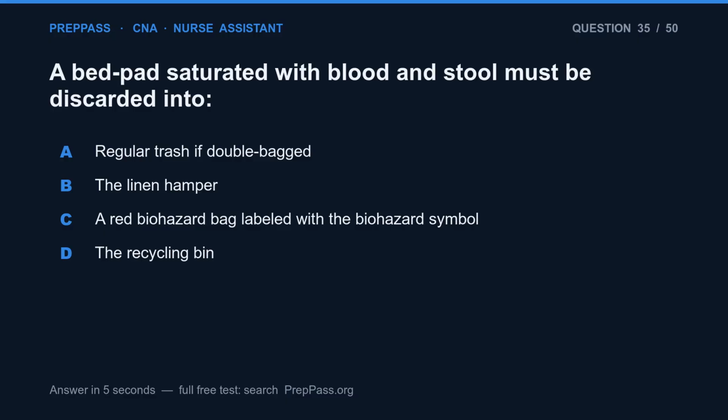Question 35. A bed pad saturated with blood and stool must be discarded into A. Regular trash if double-bagged. B. The linen hamper. C. A red biohazard bag labeled with the biohazard symbol. D. The recycling bin.